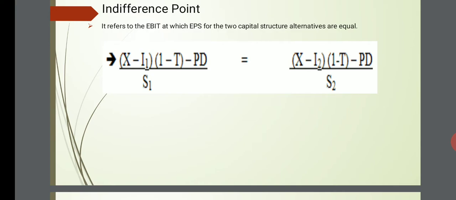Indifference point is the point where it doesn't matter whether you go for capital alternative 1 or capital alternative 2. But above the indifference point, more of a debt component will give you higher EPS, and below the indifference point, more of an equity component in the capital structure will give you higher EPS. So this is the indifference point.